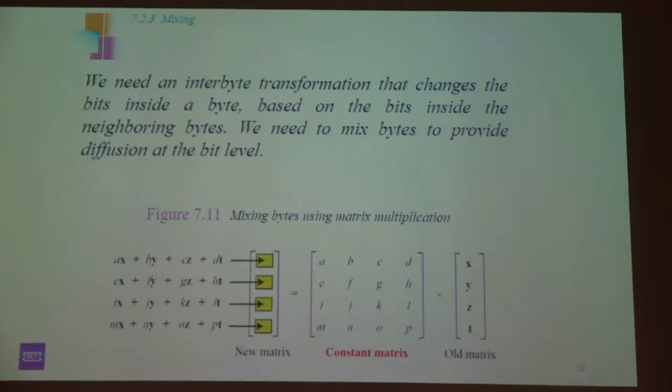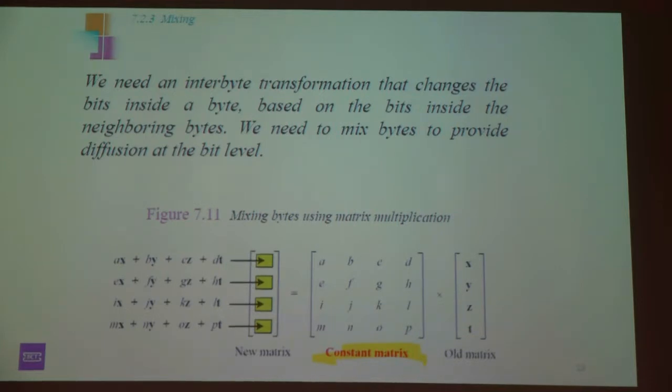So we need an inter-byte transformation that changes the bits inside the byte, based on the bits inside the neighboring bytes. We need to mix bytes to provide diffusion at the bit level. So what is this? Mixing. We'll start doing mixing now. So we start by substituting, then row shifting. Now we do mixing, right? So how do we mix, okay? We multiply by a constant matrix, okay?